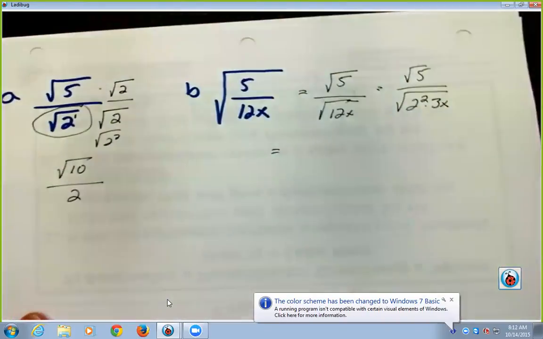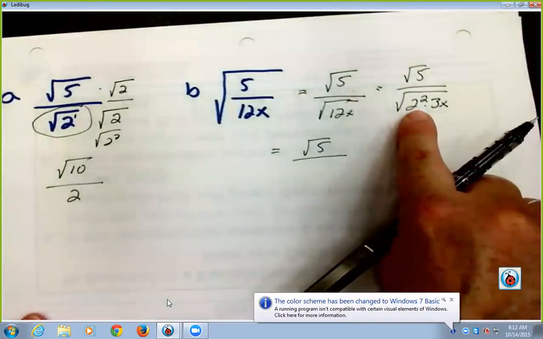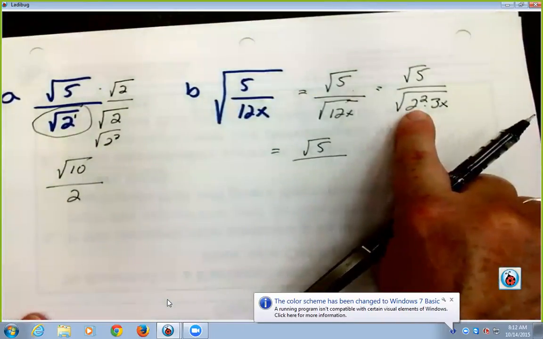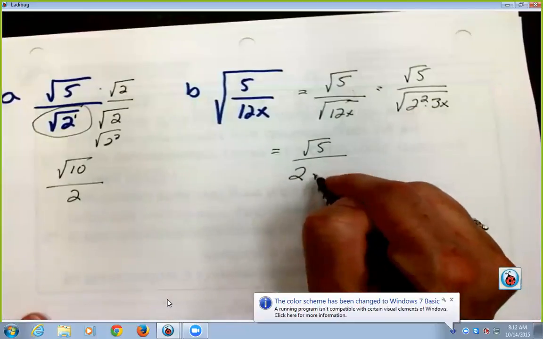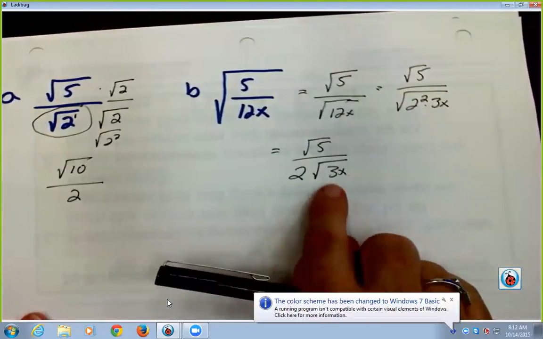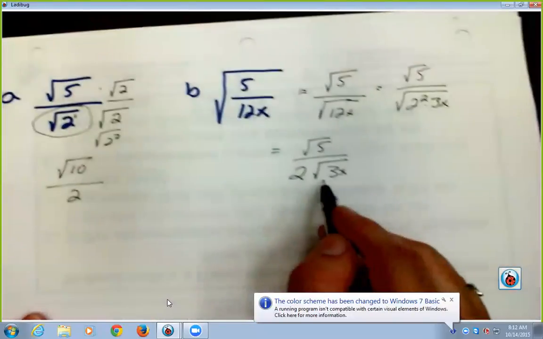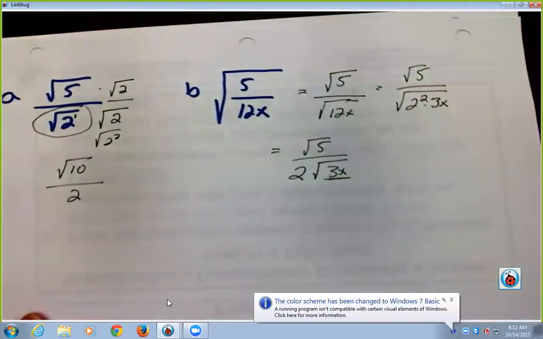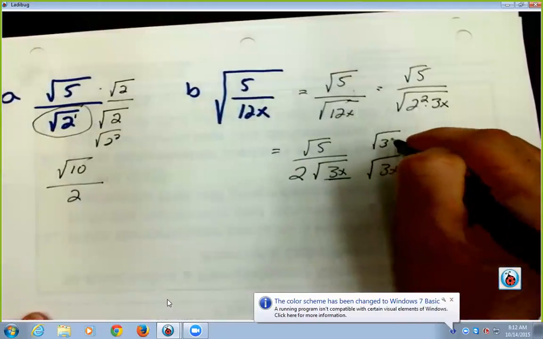And what that ends up equaling is the square root of 5 all over, and I can pull out a 2. Notice that? So I can pull out a 2. Underneath my radical will be left a 3x. So the only piece that I need to multiply top and bottom by is the piece that's not a perfect square. So since 3x is not a perfect square, I need to multiply both top and bottom by a 3x.